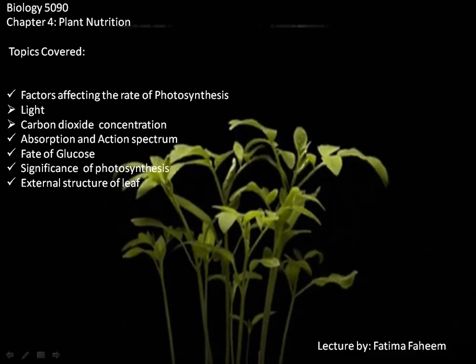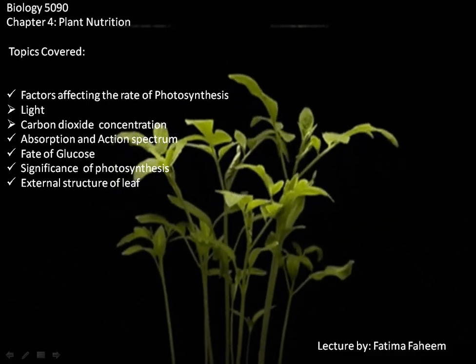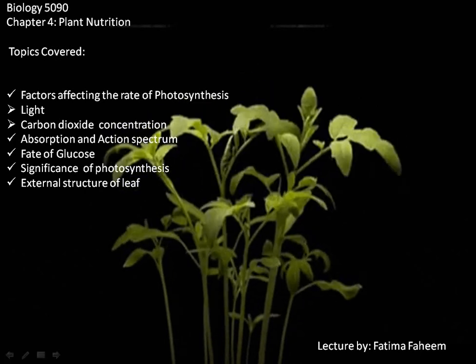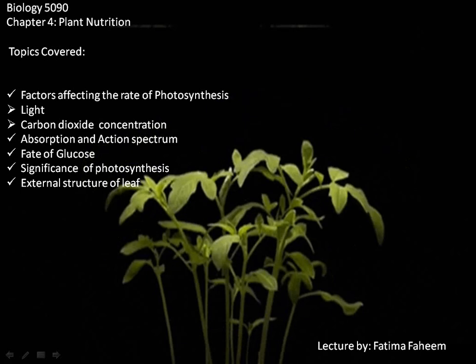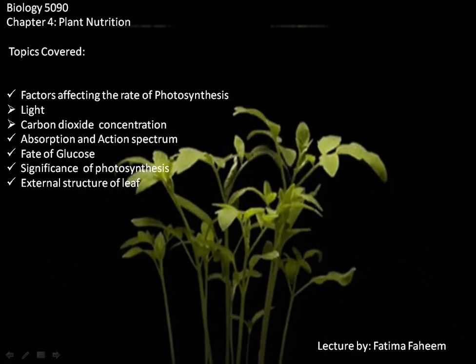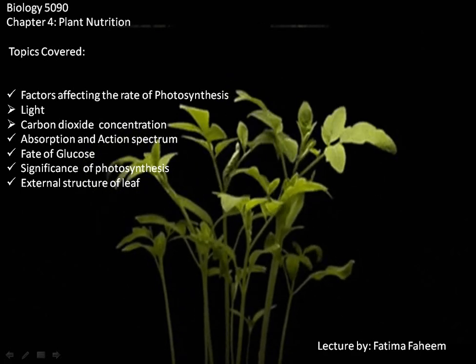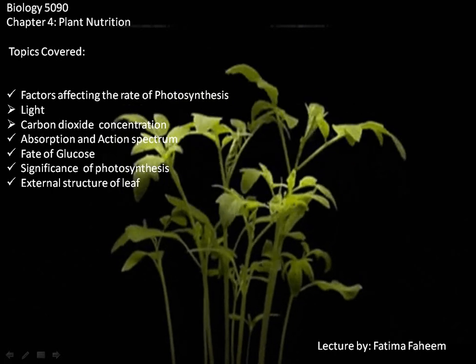Students, this is chapter number 4, plant nutrition. In our previous lesson, I told you about certain factors that affect the rate of photosynthesis. Among them were temperature, light intensity, carbon dioxide concentration, and water availability.